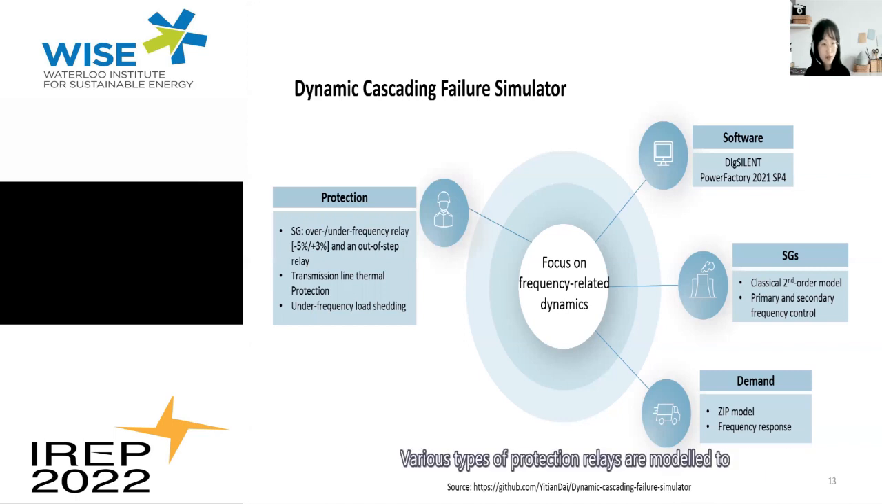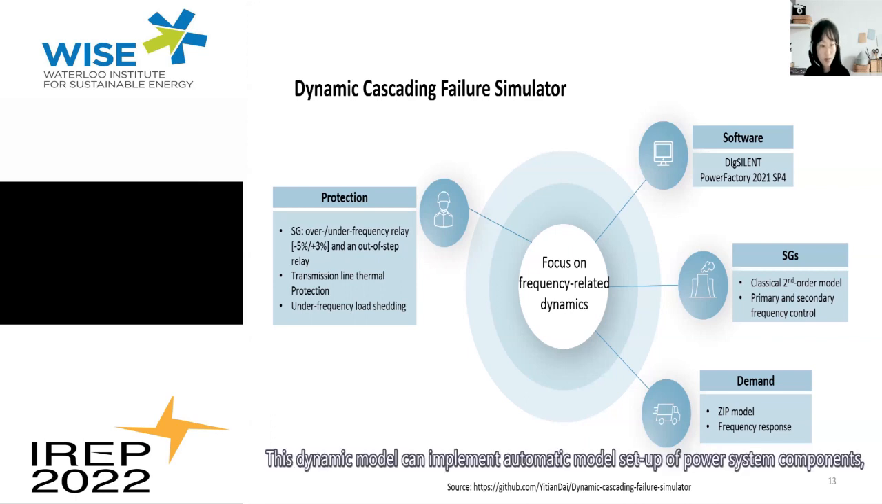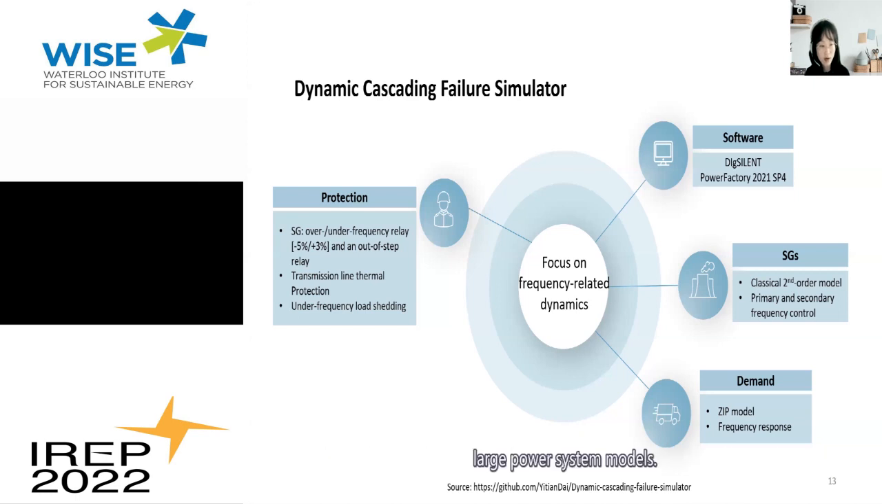Various types of protection relays are modeled to check for abnormal operating conditions. In our model, all the generators and demand have measurement devices to keep tracking the frequency along the simulation and provide under-frequency load shedding and over-frequency generator tripping, and all the transmission lines are equipped with thermal relays. This dynamic model can implement automatic model setup of power system components, controllers, and protection relays, and therefore it shows good scalability to be easily applied to large power system models.